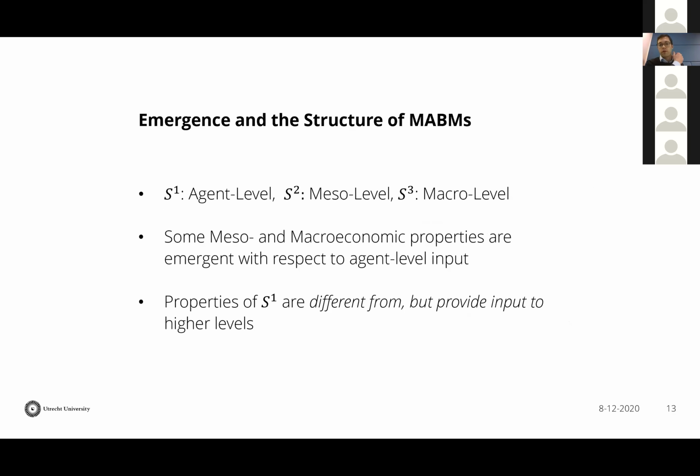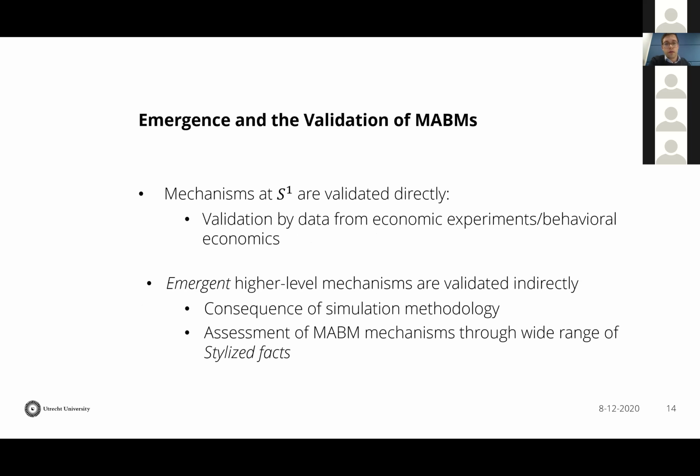So for agent-based models and macroeconomic agent-based models, often we will be able to distinguish this agent level, this meso level, and this macro level. And some meso and macroeconomic properties are emergent with respect to the agent level input. Importantly, however, the properties of the agent at S1 are different from, but provide input to, the higher levels. Right, so the higher levels of structures are not completely independent from this agent level, but they are different from them.